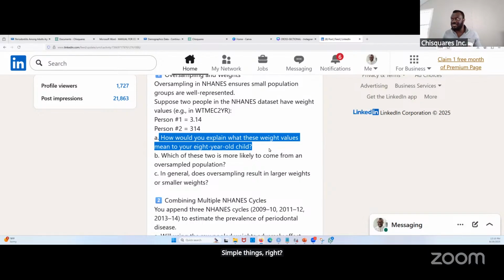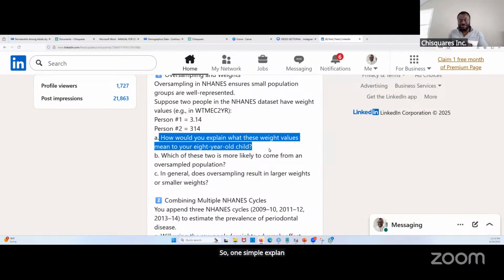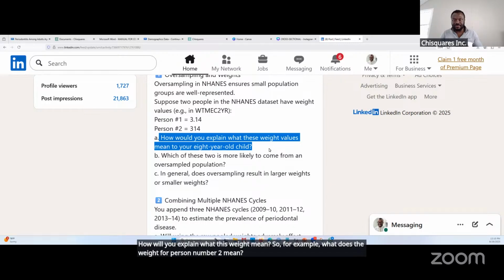With simple words. There's a reason why we have small words in the dictionary, so that we can use them. So we want a simple explanation. So who wants to take a stab at that? How will you explain what this weight means? So for example, what does the weight for person number 2 mean? What does it mean?